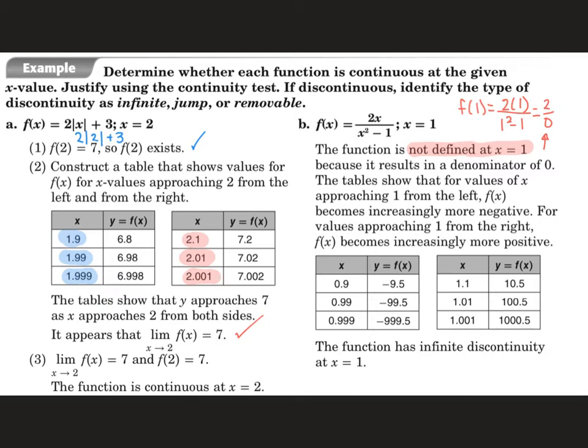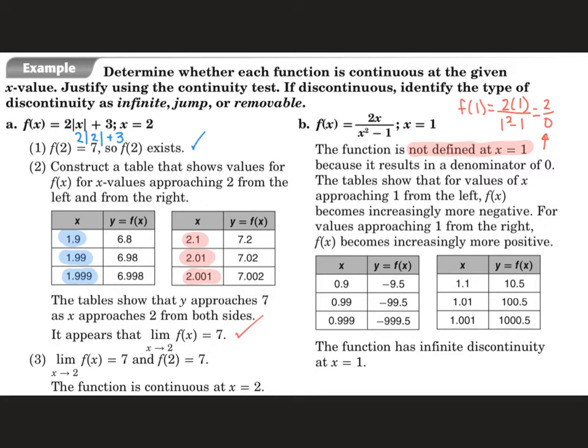You can see here that on this example, they still try to show you that as we're approaching 1 from the left, getting closer and closer to 1, we're getting larger and larger negative numbers. So you can assume this is negative infinity. As we're approaching 1 from the right, getting closer and closer to 1, we're getting bigger numbers, so positive infinity.